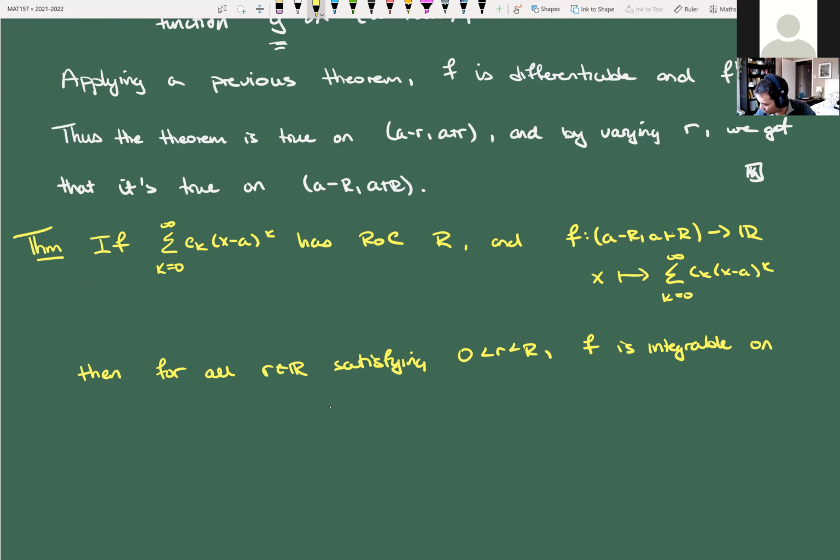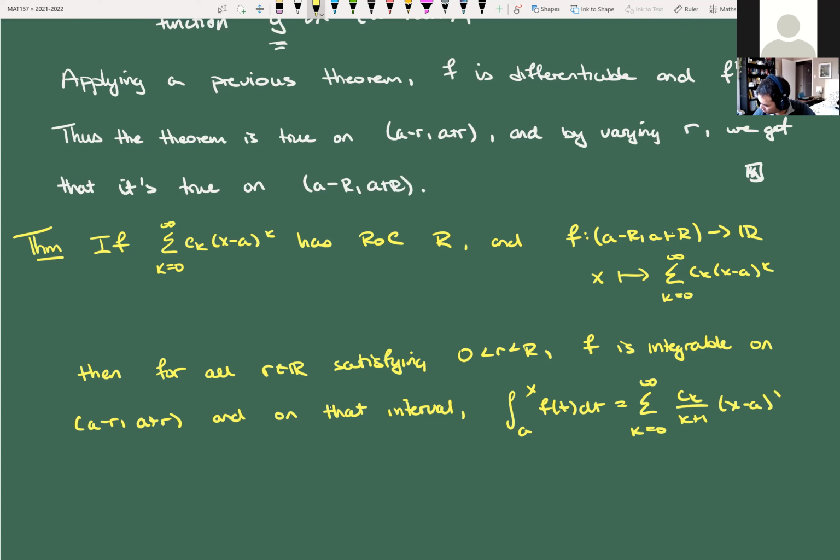f is integrable on [a - r, a + r]. And on that interval, what do I want? So the integral from a to x of f(t) dt is equal to the sum from k equals 0 to infinity of this thing. Okay, yeah, exactly, the r ball centered at a. We totally talked about that. So I could have written it down, right? Instead of just writing a minus r, a plus r every single time.